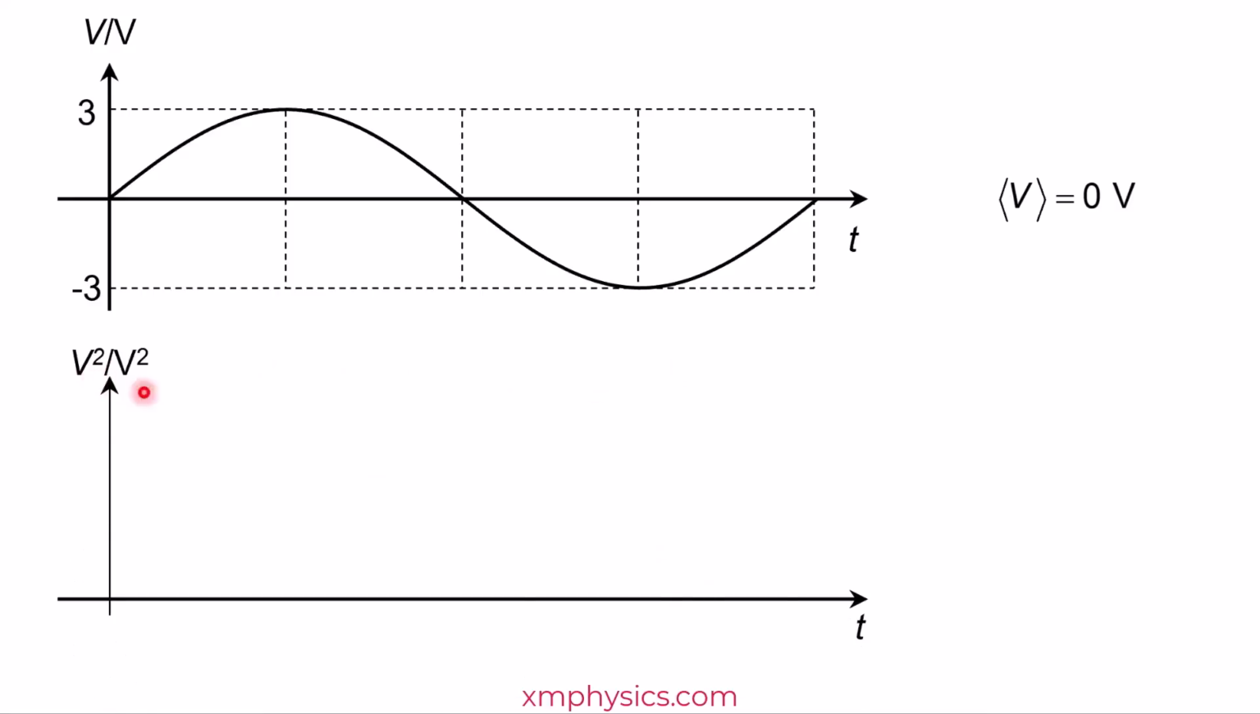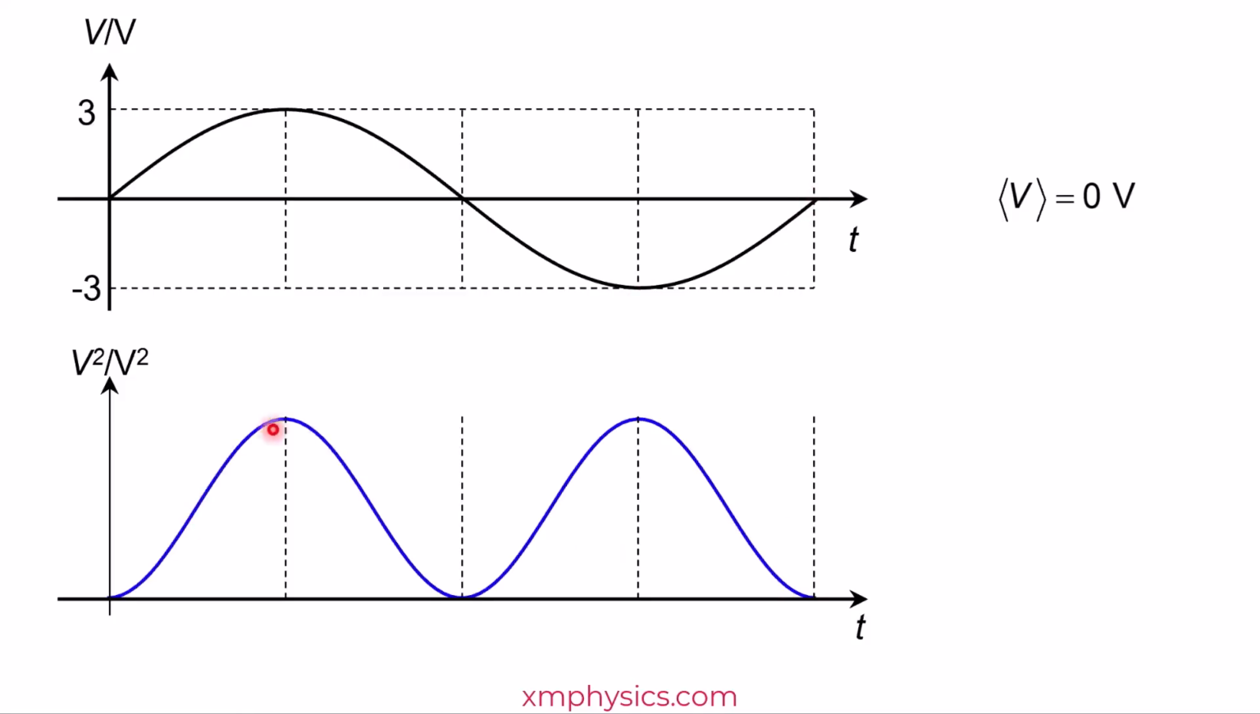So how does V square vary with time? When V is 0, V square is of course 0. When V is 3, V square is of course 9. When V is 0, it will be back to 0. When V is negative 3, we are back to the same positive 9. And then when V is 0, we'll be back to 0 again. So how does the waveform look like? It will look like this.